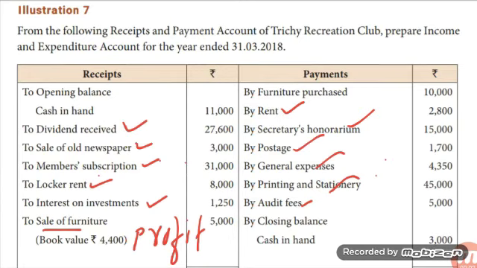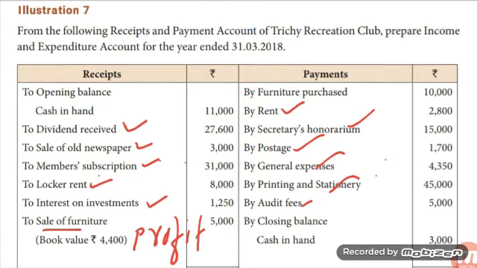Dividend received is a revenue receipt. So, enter on the credit side as by dividend received. Amount in outer column 27,600. Next, sale of old newspaper. It is also a revenue receipt. So, enter on the credit side as by sale of old newspaper.